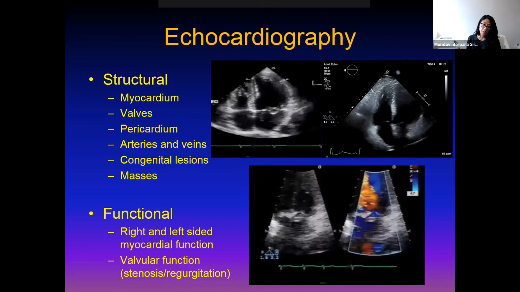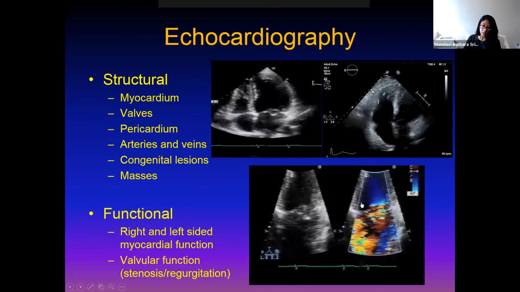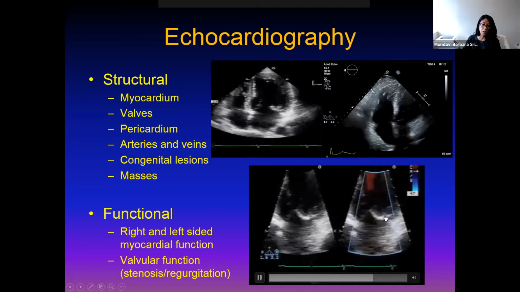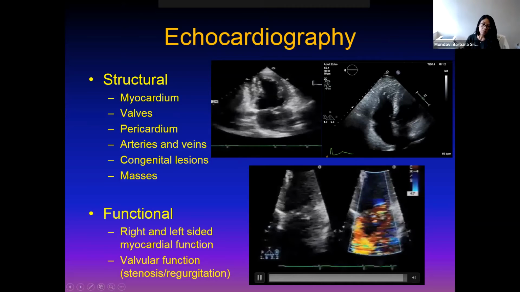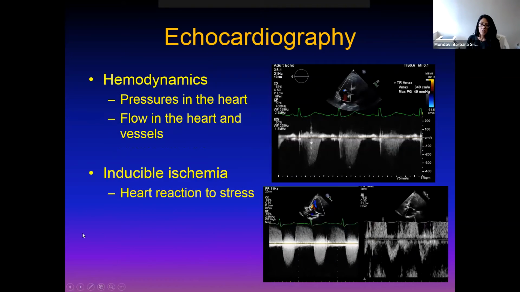We get functional information with our color Doppler to look for valvular stenosis and regurgitation. In addition, with Doppler imaging, we get information about the hemodynamics, or the pressures within the heart, as well as information on how the blood is flowing throughout the heart and the valves. We already talked a little bit about stress testing in this realm as well.